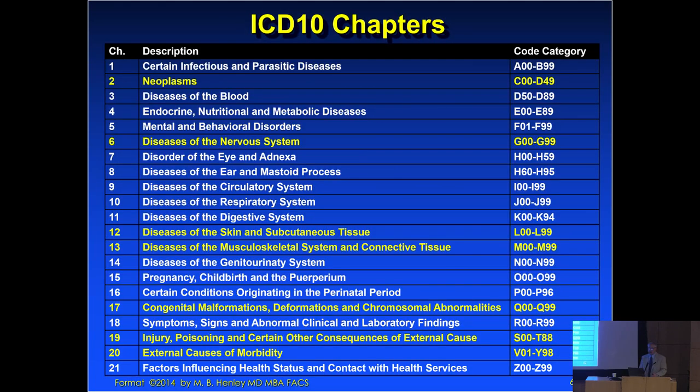Let's look at the chapters within ICD-10. There are 21 chapters within the ICD-10 lexicon, of which only a handful are of interest to orthopedic surgeons. If you're a musculoskeletal oncologist, neoplasms, chapter 2; chapter 6, diseases of the nervous system; chapter 12, skin and subcutaneous tissues; but the workhorses will be the 13th chapter with M codes. You can see the codes are alphabetized by the first letter, which is diseases of the musculoskeletal system and connective tissue. Chapter 19 is the injury chapter for poisoning and certain other consequences of external cause. And then there's external causes of morbidity, which I'll also review.